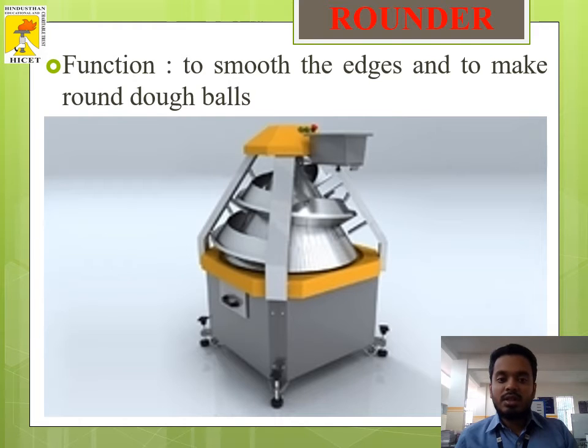Next one is rounder. The function is to smooth the edges and make round dough balls. As we mix chapati doughs, we make round balls. So that is a handmade method. This rounder is an industrial method to make the dough balls round.